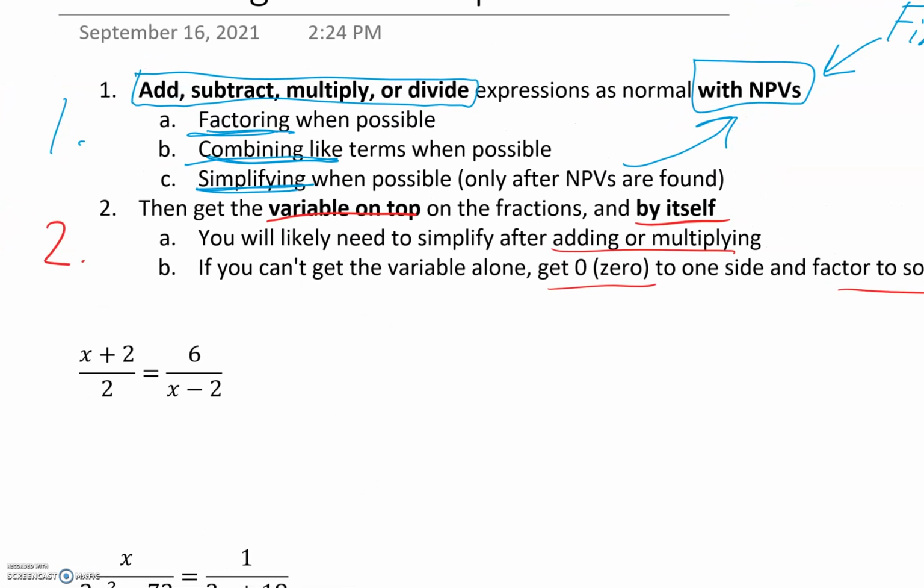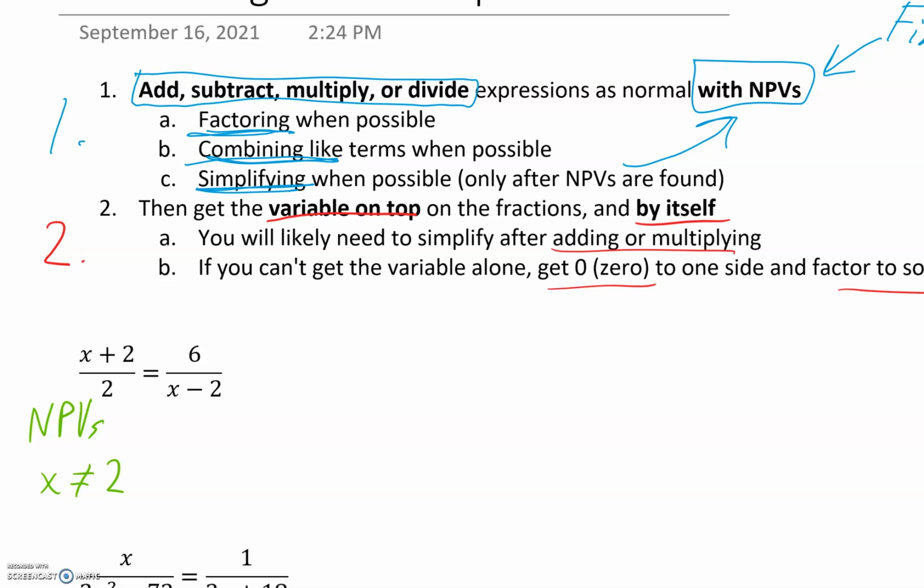So our first question here, we actually can't factor. We can't combine like terms, and we can't simplify very much, or at all right now. So at this point, all we can do is skip to our NPVs, which is that x cannot equal 2. The reason is if x is 2, this denominator goes to 0, and we cannot have that.